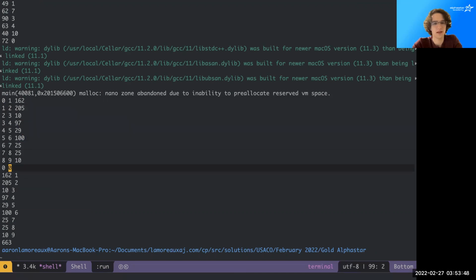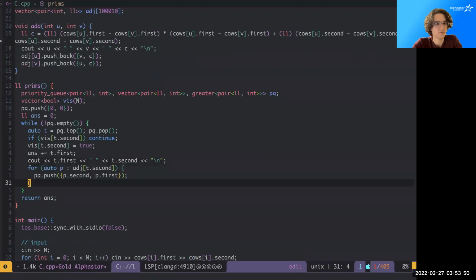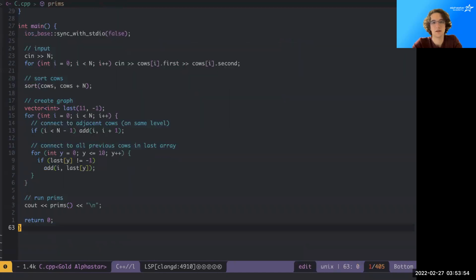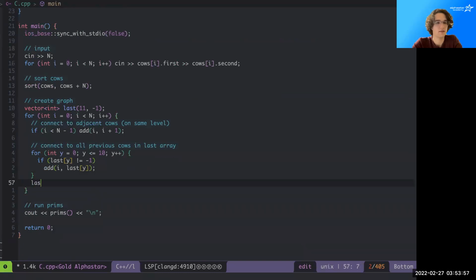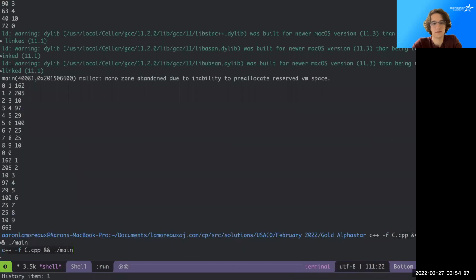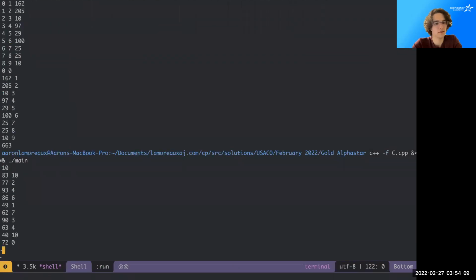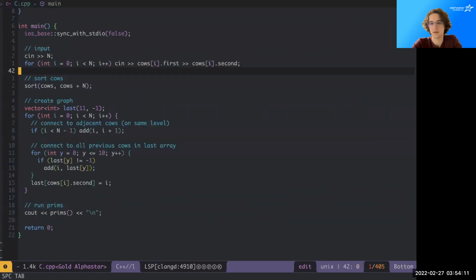Seems like some of the edges aren't being added. Oh, that makes sense. Okay, so I think I know what the bug is. The edges: last of cow divided by second equals i. So when we see a cow that we previously processed, we'll update last. Small bug, not too hard to fix once we've noticed it.